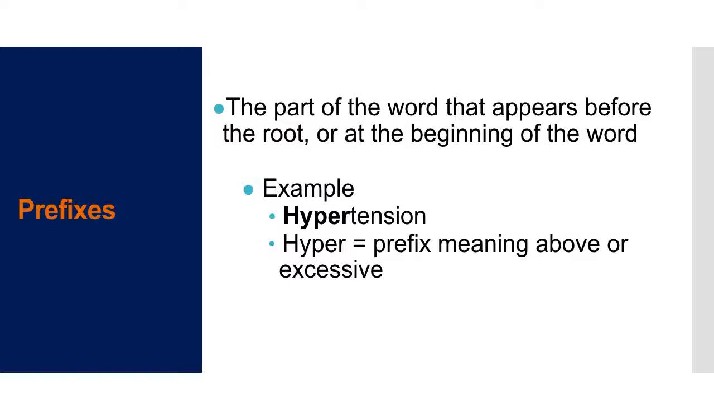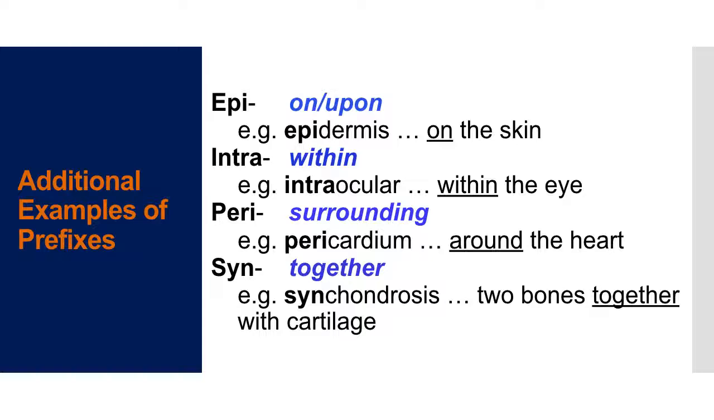Maybe you've heard this used in relation to a small child or a puppy, and you say, oh my gosh, that person is hyper or that dog is hyper. That means excess energy, so that can help you remember what it means. But there are lots more. Some additional examples of prefixes that you are likely to see: epi, such as in the word epidermis, and that means that something is on the skin. The epidermis is actually the name for the top, outermost layer of your skin.